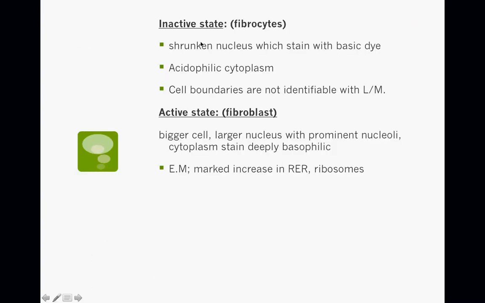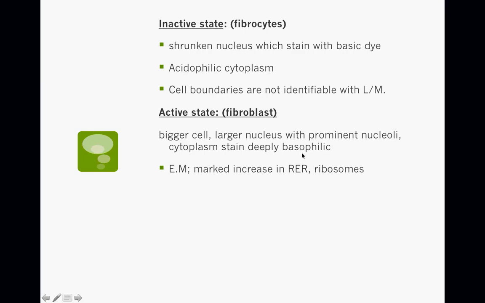Right? We discussed that the inactive state of the fibroblast is also known as the fibrocyte. The nucleus is smaller, and it will stain, of course, basophilic, and the cytoplasm is acidophilic, and we cannot see the rest of the structures under the light microscope. You see just a small nucleus. And in the active state, it's the fibroblast. It is a very big cell with a very large nucleus, and even the nucleoli are very prominent in it, and the cytoplasm stains deeply basophilic.